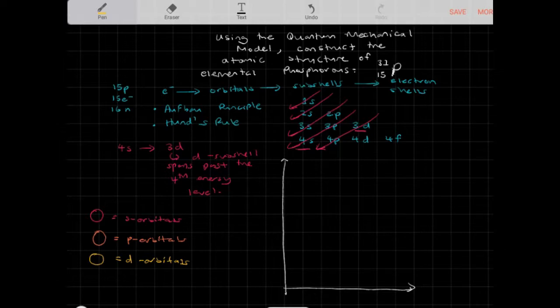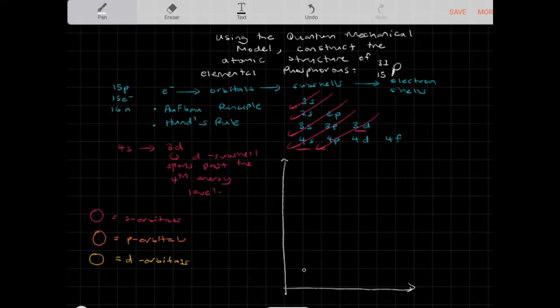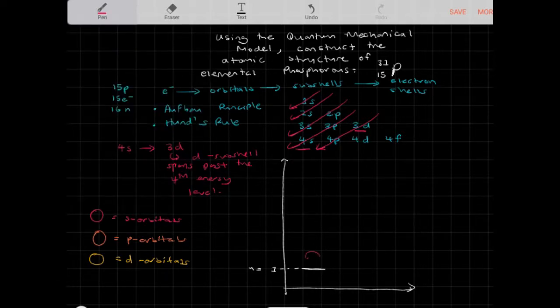Okay, so let's start off with our first shell. So this is n equal to 1. In our first shell we should have an s subshell. In the first energy level we only have an s subshell. An s subshell is only composed of 1 s orbital. So this is the 1s, and basically we would have a filling of 2 electrons.